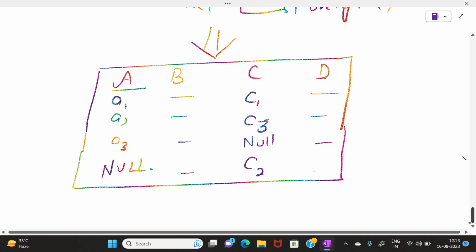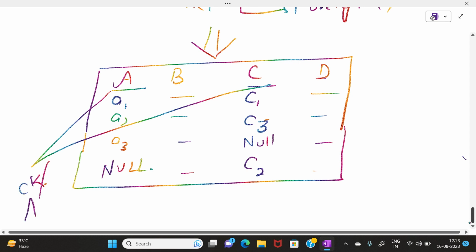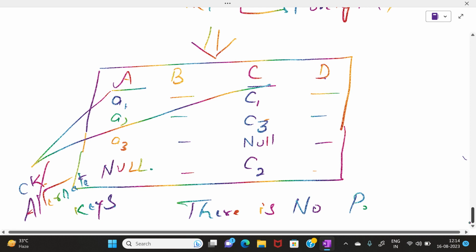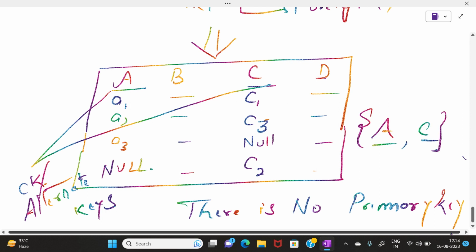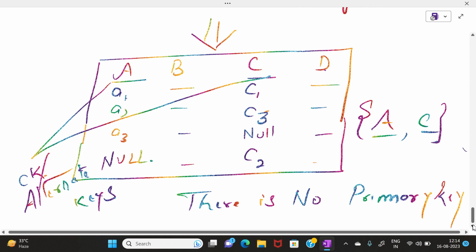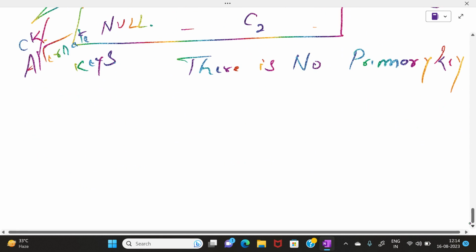Now see here, A1 is a candidate key, C is a candidate key. So both these are candidate keys or alternate keys, you can say, but there won't be any primary key. There is no primary key in this. So we have this candidate key as A and C, but there is zero primary key here. No candidate key whose field value is not null. Okay, so this kind of design is not allowed in an RDBMS table.